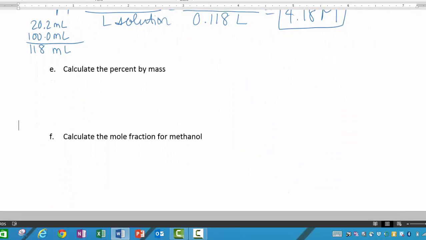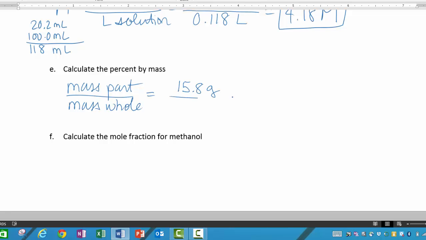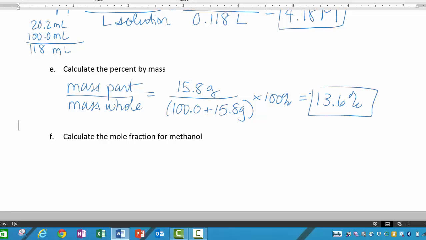Okay, percent by mass is the mass of the part over the mass of the whole thing. So the part that we are looking for is the mass of the methanol, which we found earlier weighed 15.8 grams. The mass of the whole thing needs to be the water plus the methanol. I want to add those up, multiply it by 100 to get a percentage, and that will be 13.6%.